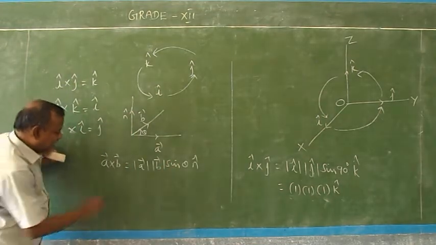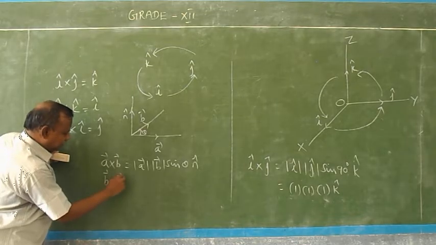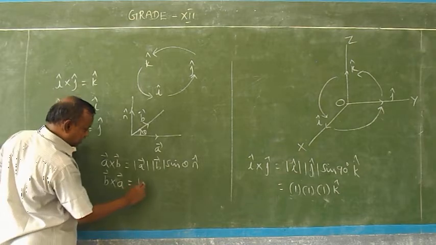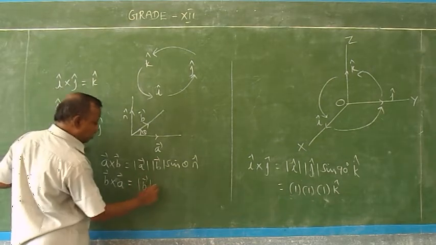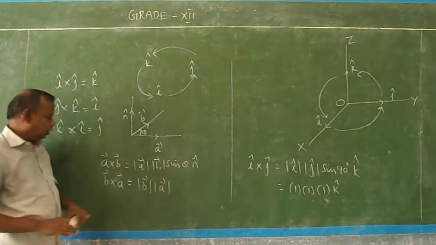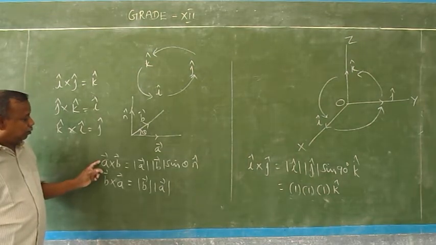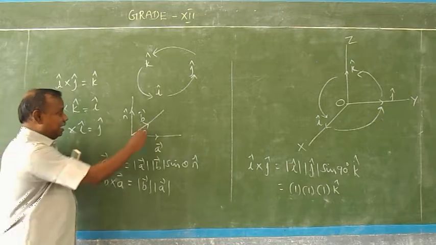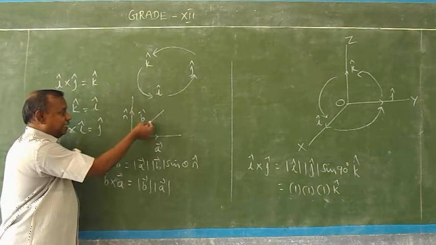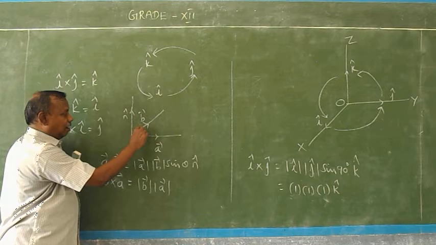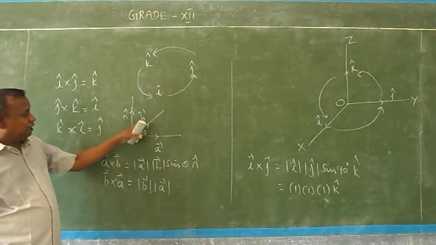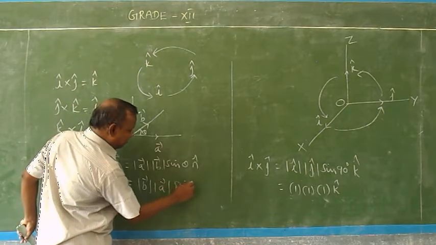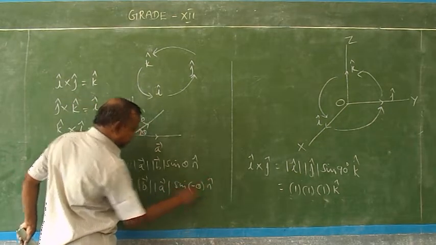Now b vector cross a vector is equal to modulus of b vector and modulus of a vector. I told you it is a rotation of the first vector towards the second vector. So the measurement of the angle between b and a in the clockwise direction is either 360 minus theta or minus theta. Let us take the angle between b and a in the clockwise direction. Therefore it is sin of minus theta into n cap.